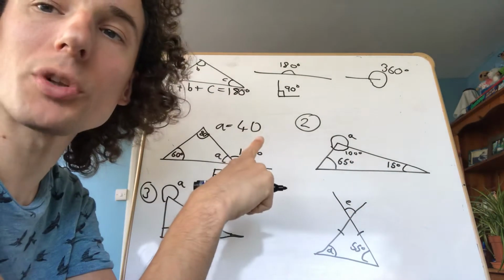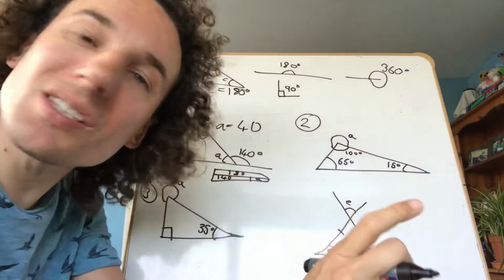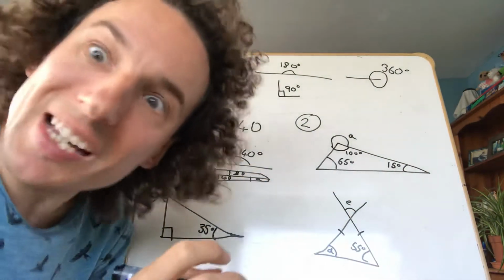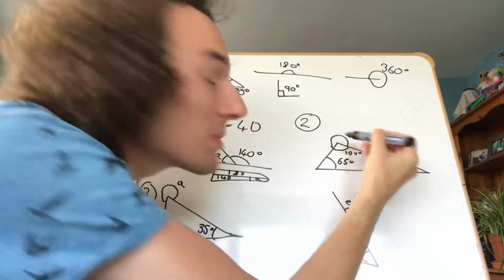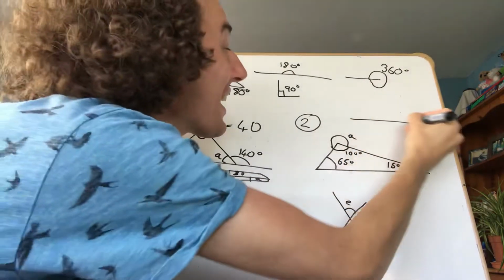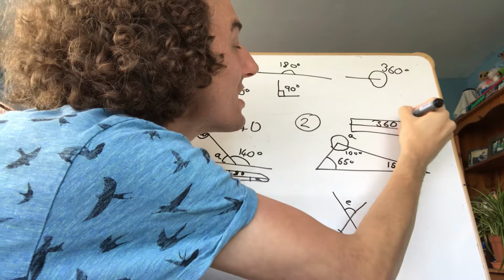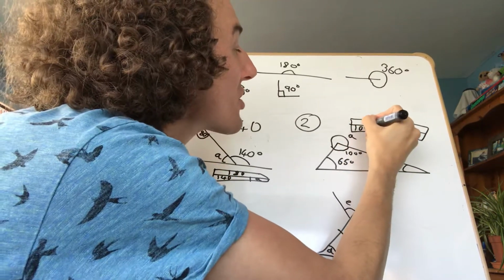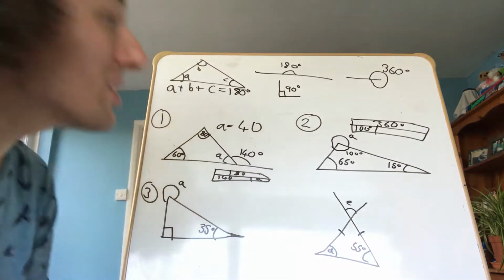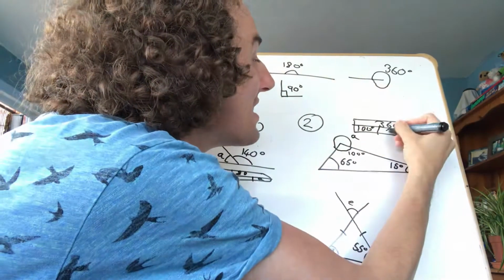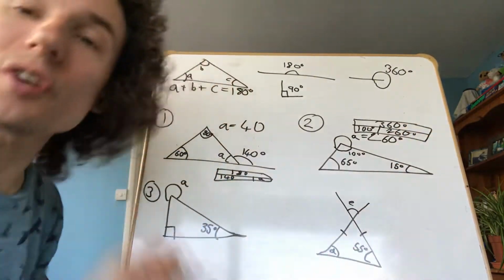Any other information on the board that could help us? Angles around a point or a whole turn are 360 degrees. So if that part of our whole turn is 100, how are we going to work out the rest? That's exactly it. If a whole turn equals 360 degrees and we've got 100 degrees, what is the rest going to be? 360 take away 100, 260 degrees. A is going to be 260 degrees.